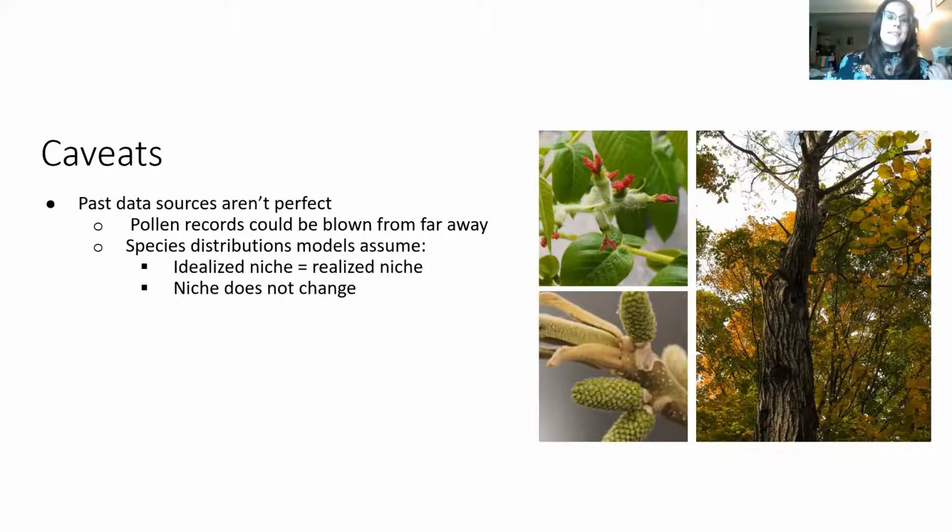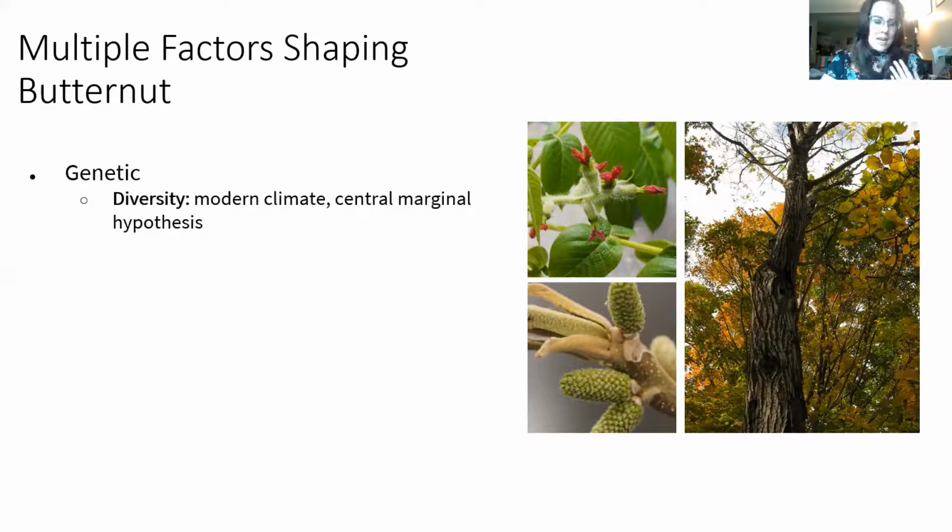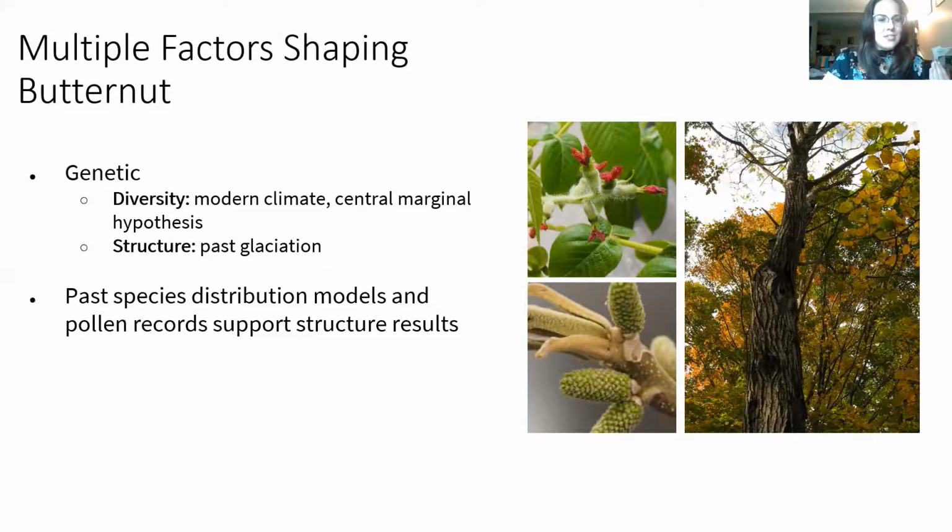Also, in this analysis, we assume that the niche of butternut didn't change in the last 21,000 years. However, we did see multiple factors shaping butternut in general. Genetically, we saw modern climate impacting it significantly, but structure was really seen to be impacted by past glaciation.